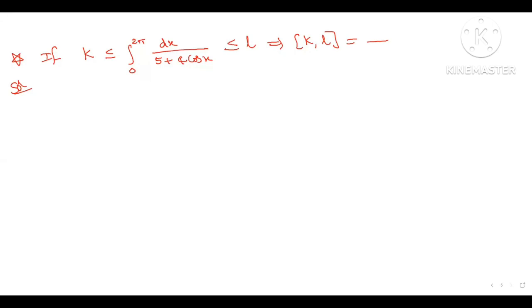Okay, moving to the next question. In the statement k ≤ ∫₀^{2π} dx/(5 + 4cos x) ≤ L given, find the closed interval [k, L].